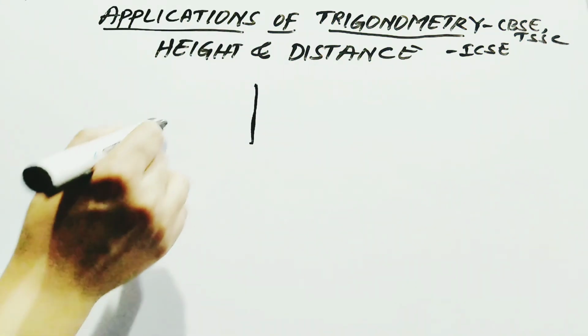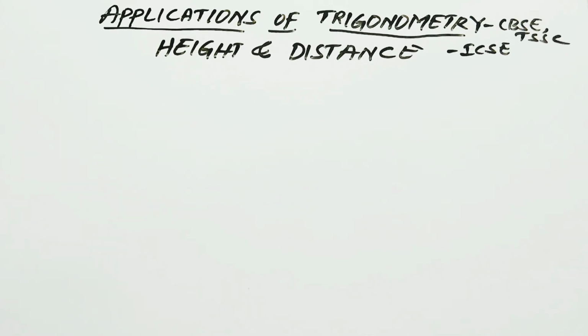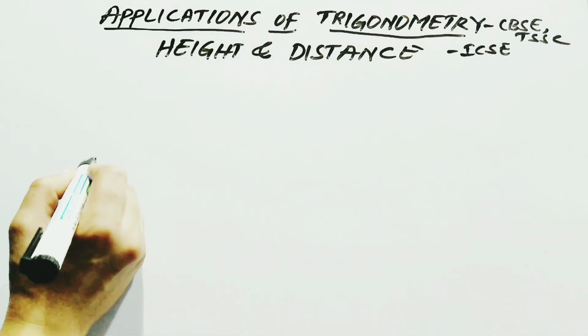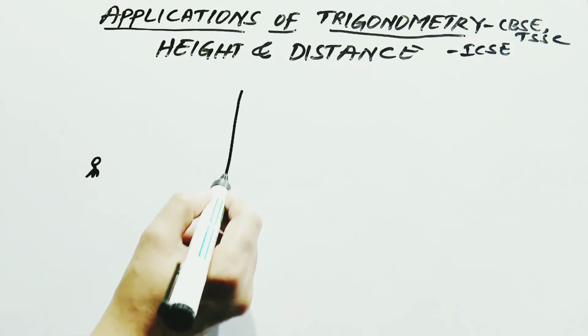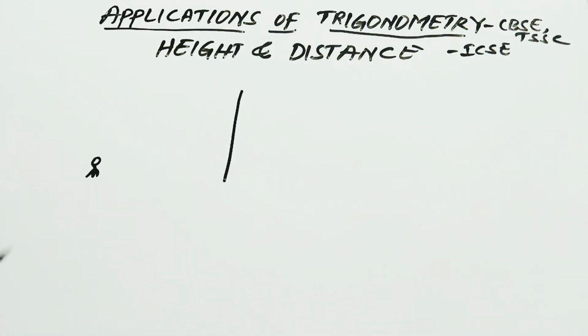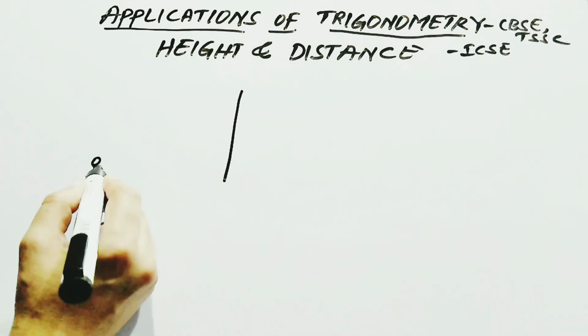Suppose one tree is there, one tallest tree. How are you measuring the height of your tree? With the help of trigonometric concepts. Let's start. Okay, suppose a person is here, and one building is there. A person is standing here, and the person is seeing the building.